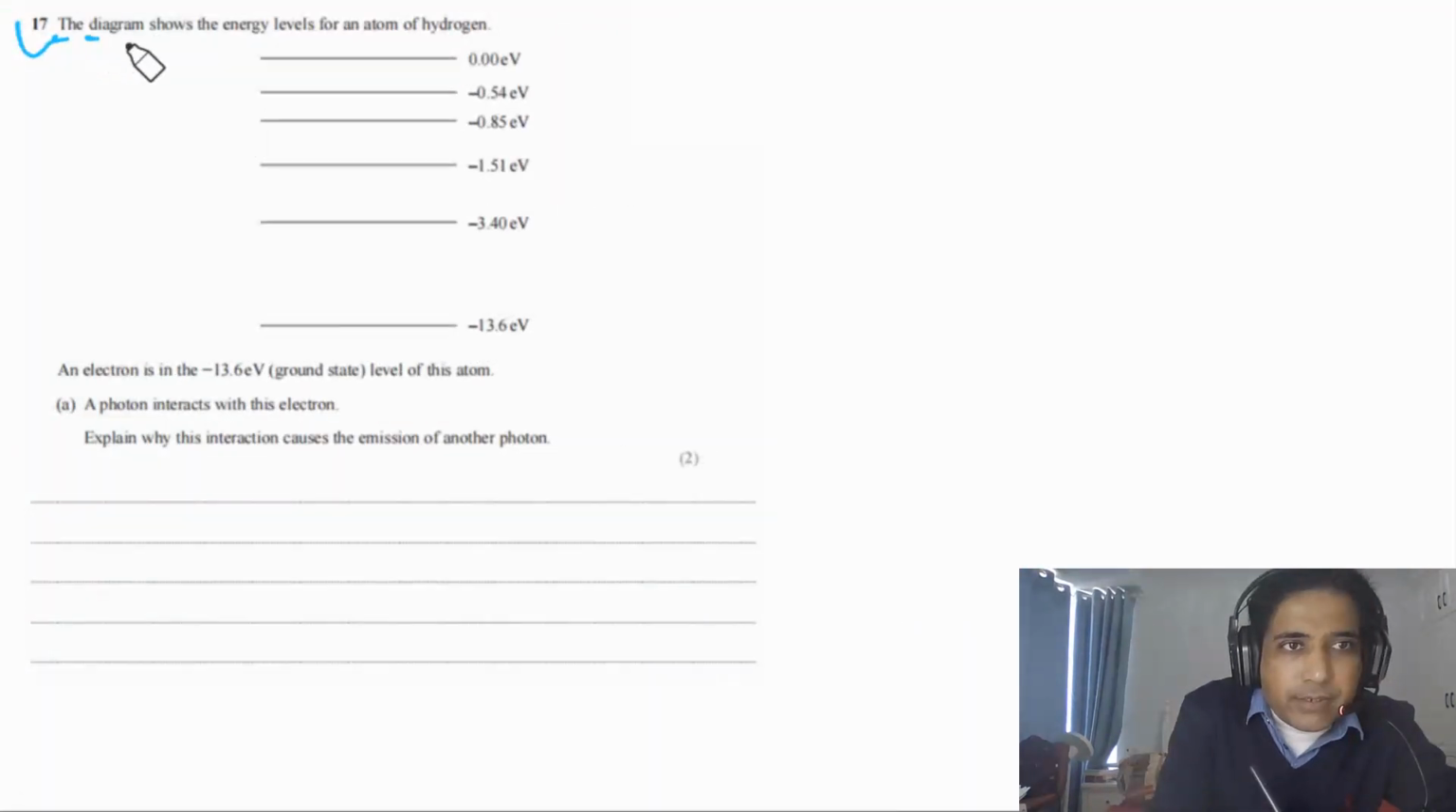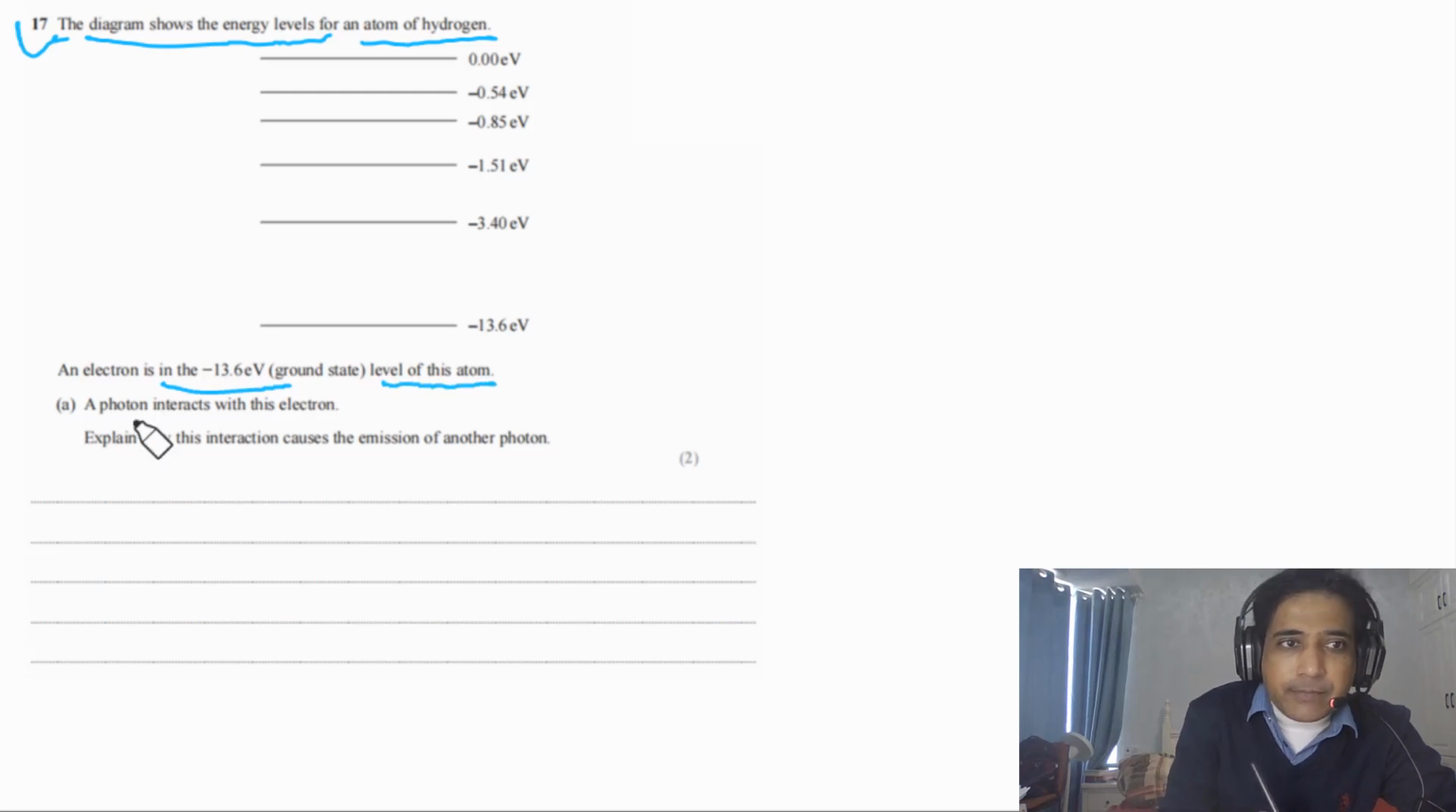Question 17 says the diagram shows the energy levels for an atom of hydrogen. An electron is in the minus 13.6 electron volt level of this atom. A photon interacts with this electron. Explain why this interaction causes the emission of another photon.